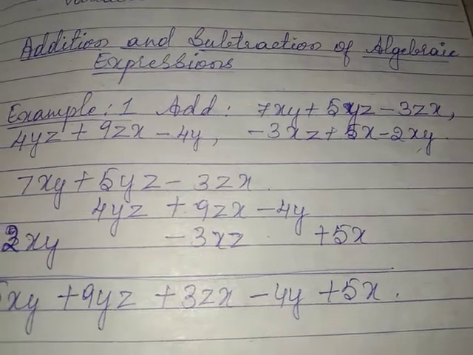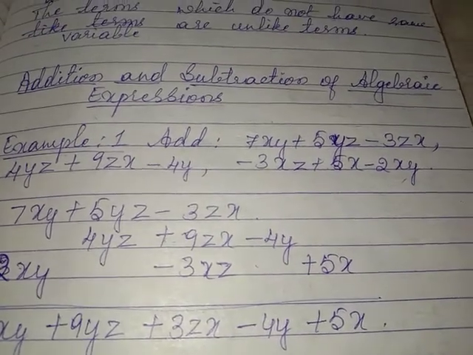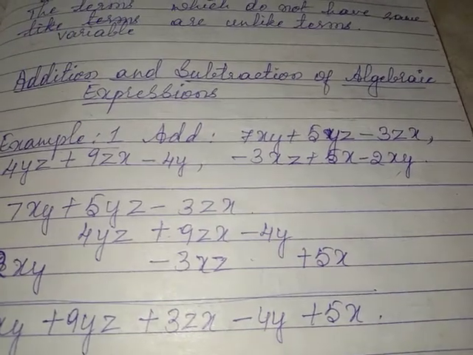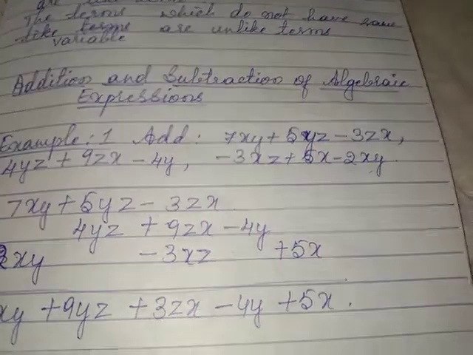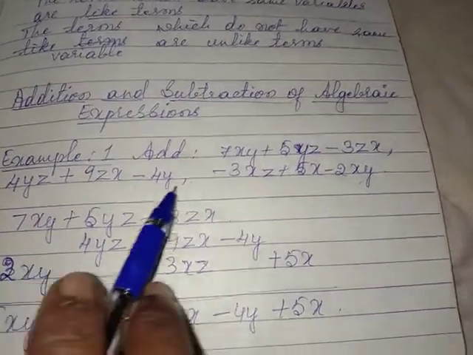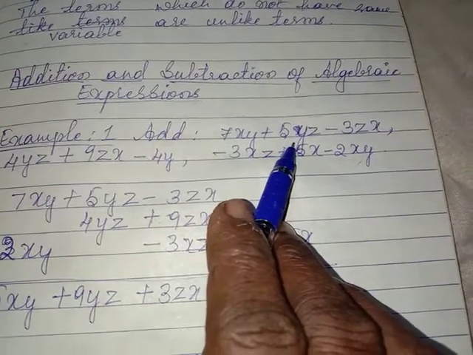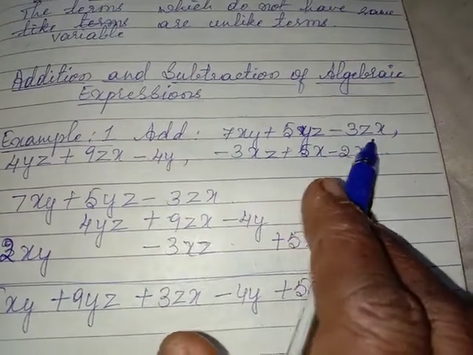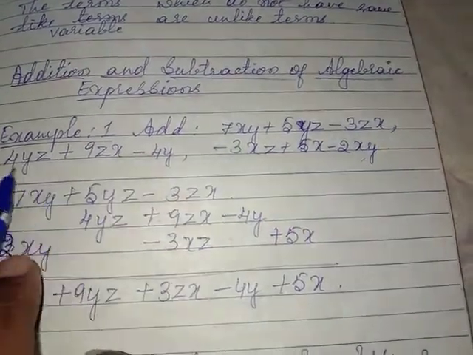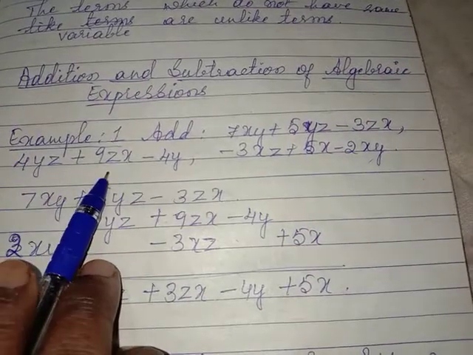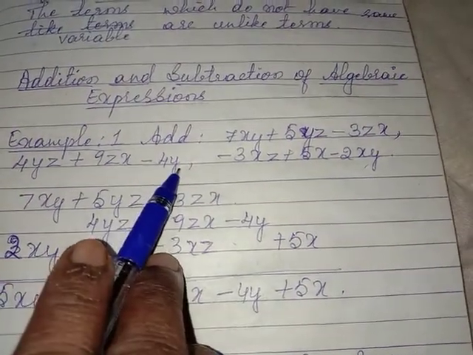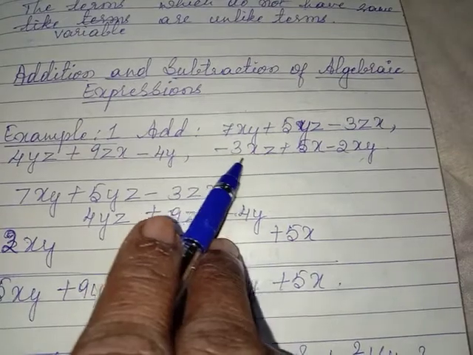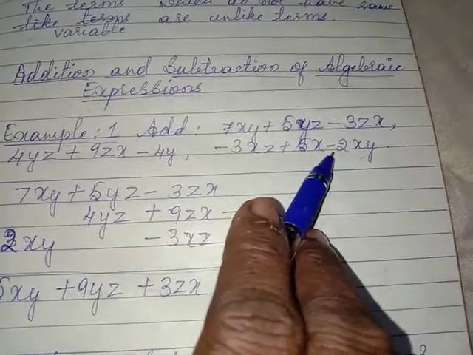So example 1, add 7xy plus 5yz minus 3zx. This is one expression. Another one, 4yz plus 9zx minus 4y. Another one, third one, minus 3xz plus 5x minus 2xy.